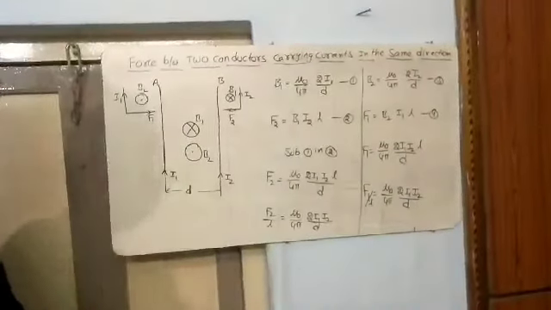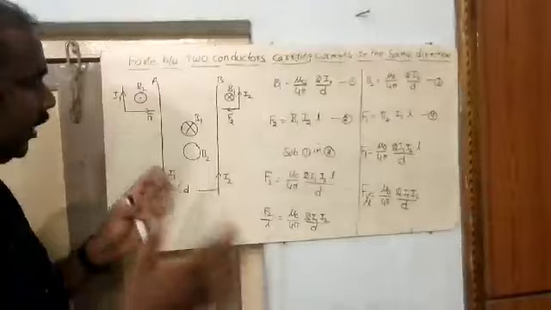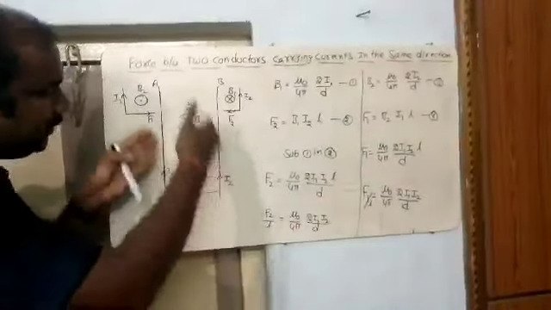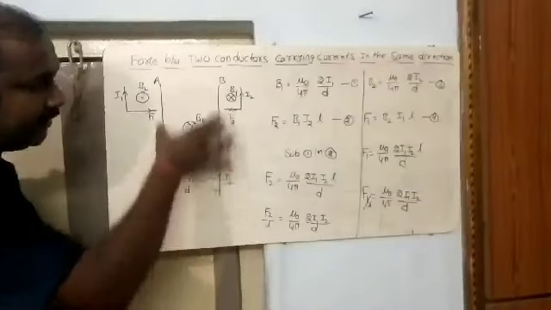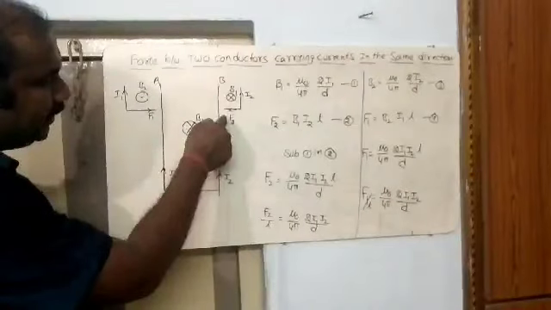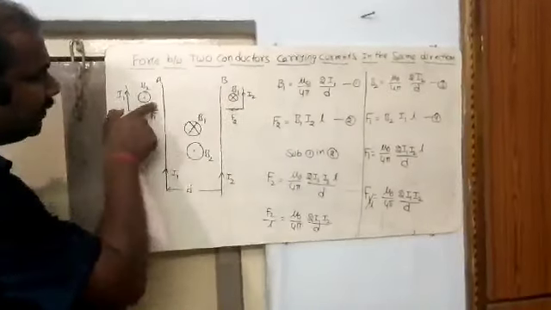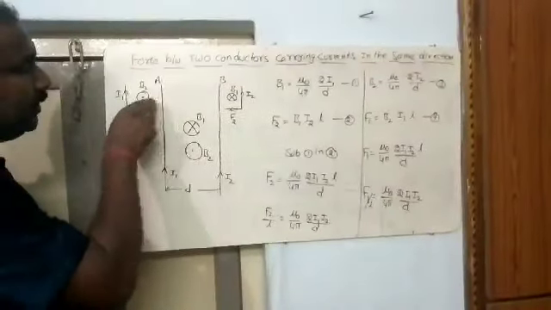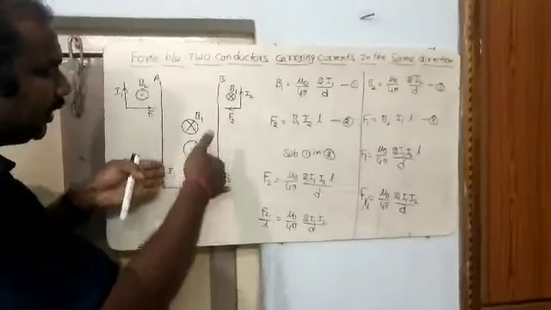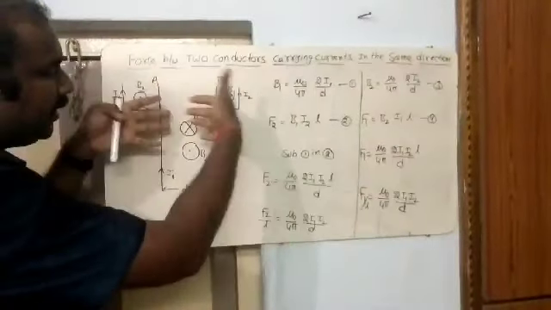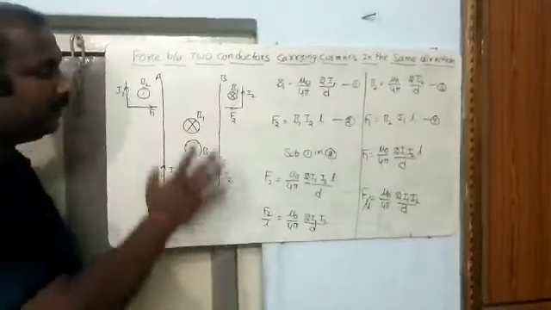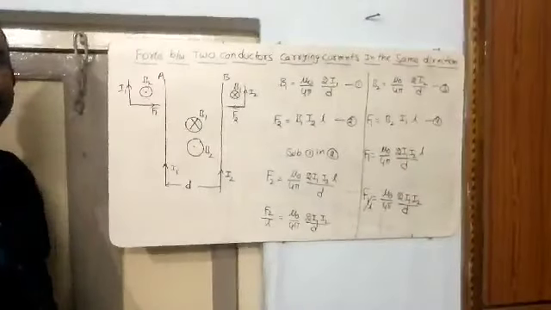Now finally, what is the conclusion? If two current carrying conductors are carrying currents in the same direction, see, on the second conductor, the force is acting towards the first conductor. On the first conductor, the force is acting towards the second conductor. So finally, both carrying currents in the same direction, there will be an attraction. There will be an attraction developed between those two conductors.